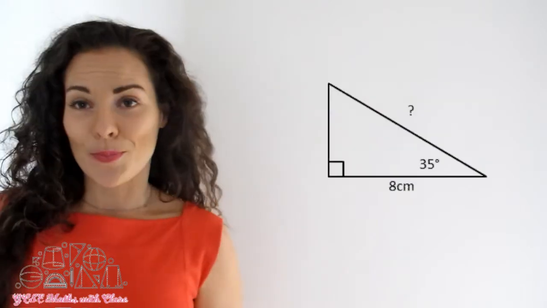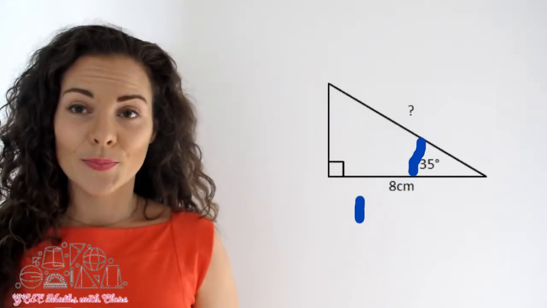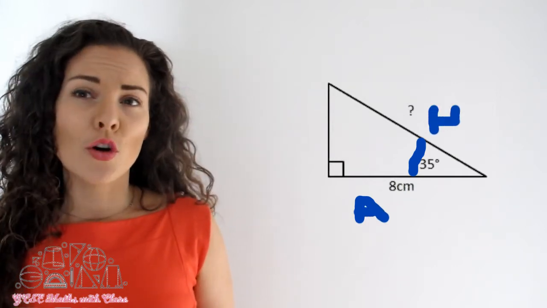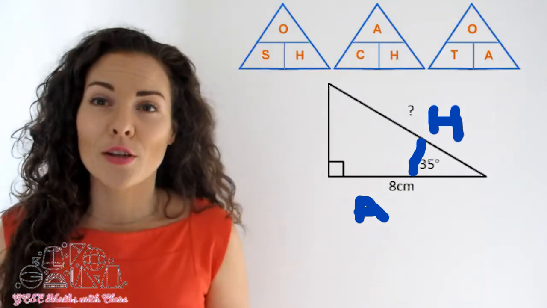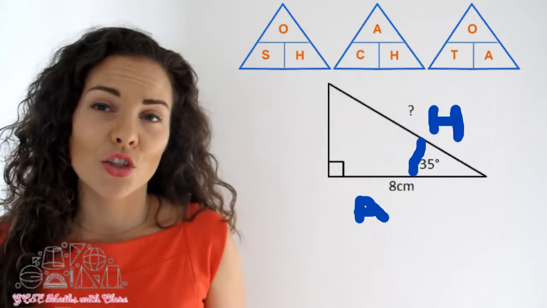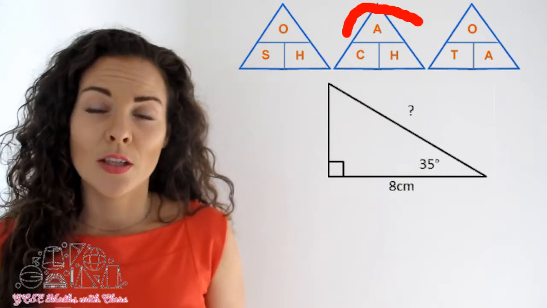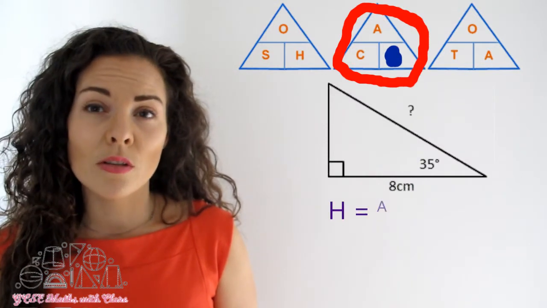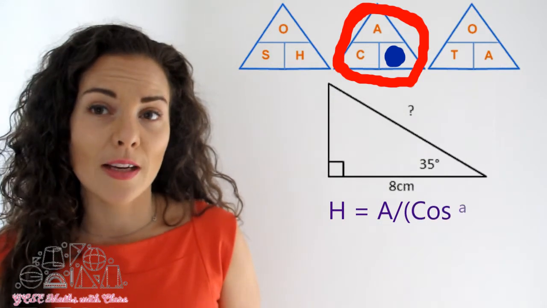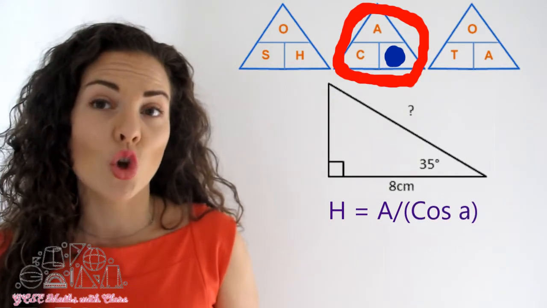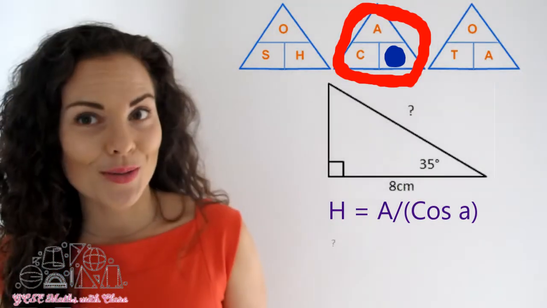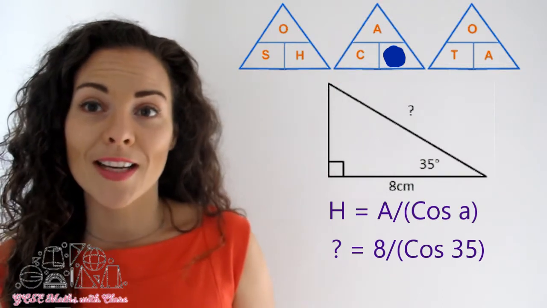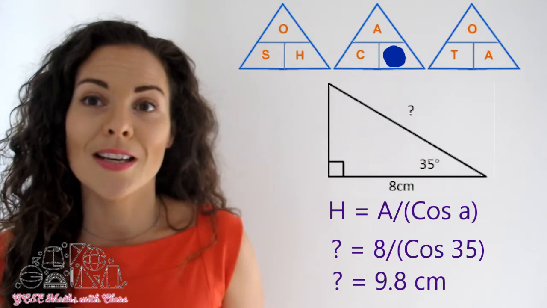Okay, so let's look at this first example. We have an angle 35 and looking at the angle we also have the adjacent side, which is 8. But the side we're looking for is the hypotenuse. So we look at our triangular pyramids and we see which one includes A and H. We'll see that it's the cosine one. So if I put my finger on H, on the hypotenuse, we'll see that H equals A over cosine of the angle. Remember, all the trigonometric functions always work on the angle. So in this case, question mark equals 8 divided by cosine 35. If I put that in my calculator, I'll get that question mark equals 9.8.